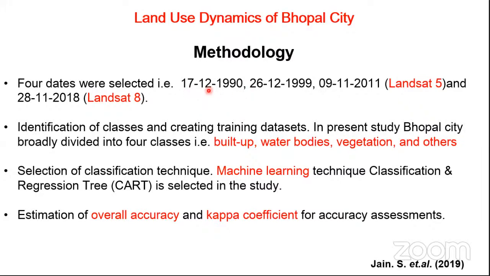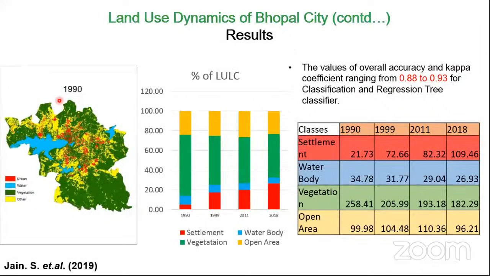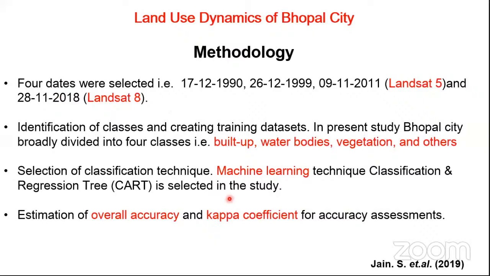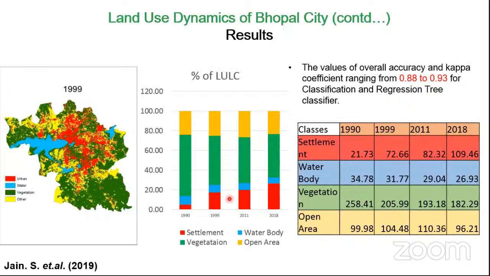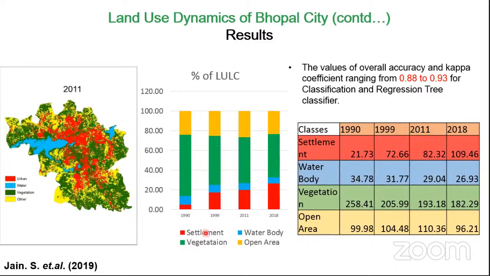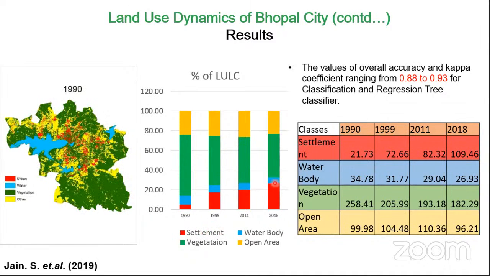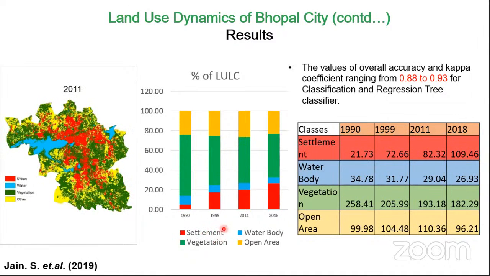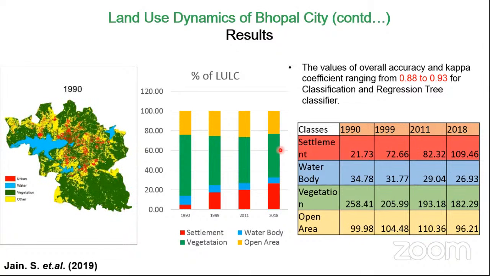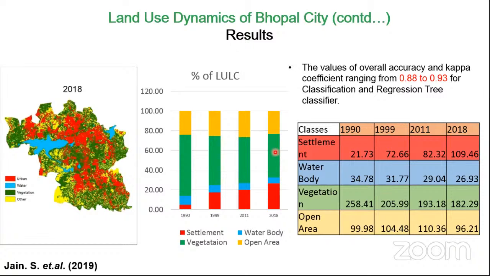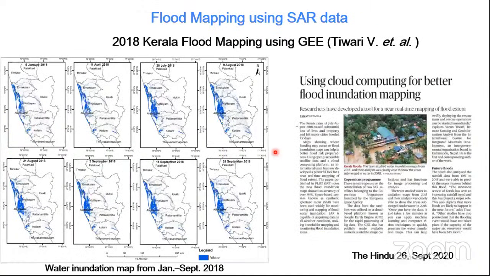I have analyzed the images of 1990, 1999, 2000 and 2018, and with the help of some machine learning algorithm and supervised classification, I have identified that yes, in 2018, the urban area has been increasing drastically and the vegetation area is decreasing at some points in time. So with the help of Google Earth Engine alone, you can perform this type of analysis also. And with Google Earth Engine, with the help of SAR imagery, you can perform flood mapping.